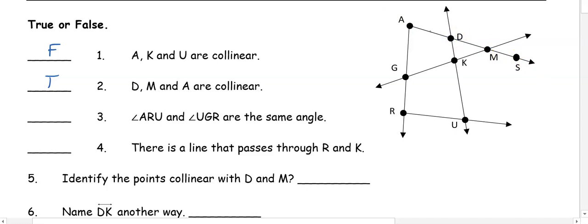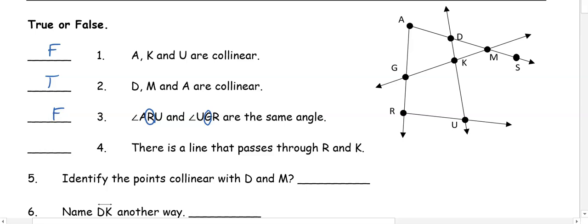In number 3, angle ARU and UGR are on the same angle. Well, if we use it without even looking at the picture, if we notice the middle letters, they're not the same, which means they don't have the same vertex. So this is false.